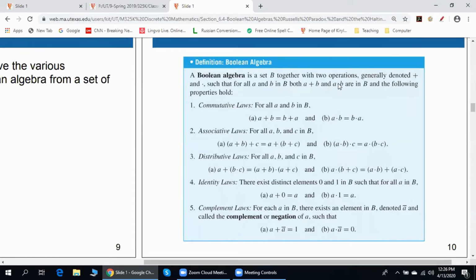Operation number 2, is it union or intersection? Intersection. May I ask a question? This symbol, 0, in sets means what? Null set. How about this symbol, 1, in sets? Universal set. Yes.